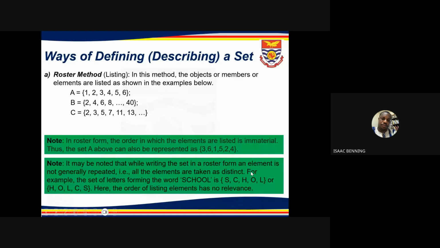So for example, the set of letters forming the word school will be S, C, H, O, L, not S, C, H, O, O, L. So when the elements are repeated, we have to write only one. Or we can write the set of letters forming the word school as H, O, L, C, S. And note that the order of listing elements has no relevance. So this is the way we describe a set in the roster form.